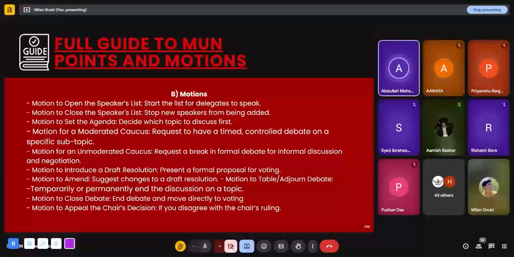Lastly, motion to appeal the chair's decision. If you feel the chair made an unfair or incorrect ruling, use this to formally object. Now you can't just stand up and you will have to be formal in this debate. So now comes Agastya. Head over to Agastya.